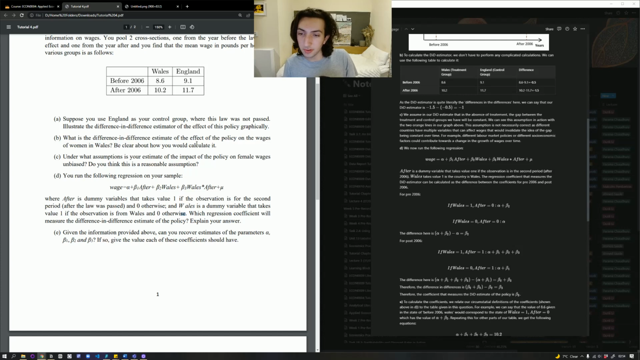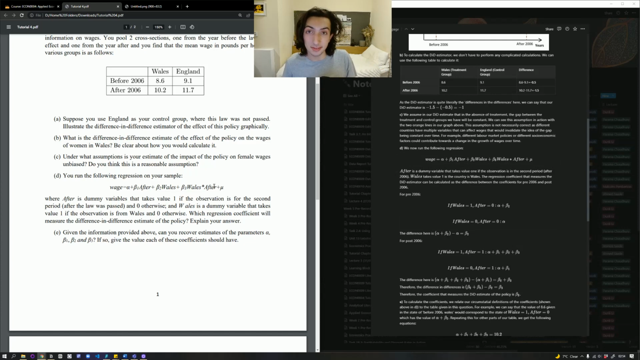Also, there's a bit more of an intuitive way of looking at it. Given that this variable over here is Wales times after, we would expect that it would be satisfied essentially in the case where we're looking at both of the aspects, really. But that's not very rigorous, so we essentially use this method to tell us that the coefficient that measures the DID estimator is beta 3.